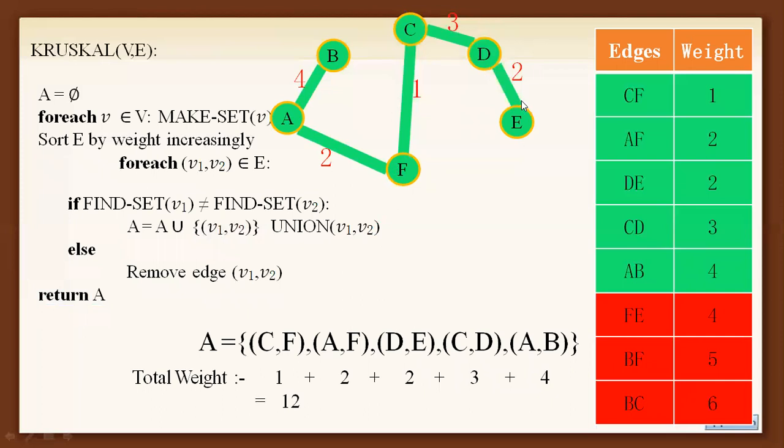And finally, this is the result we generated: the minimum cost spanning tree with a set of edges. Once the edges are found, we need to calculate the total weight of the given graph. You can sum the total cost of each and every edge. The cost of C to F is 1, the cost of A to F is 2, the cost of D to E is 2, the cost of C to D is 3, and the cost of A to B is 4, and the sum of all the edges in the given graph is 12.